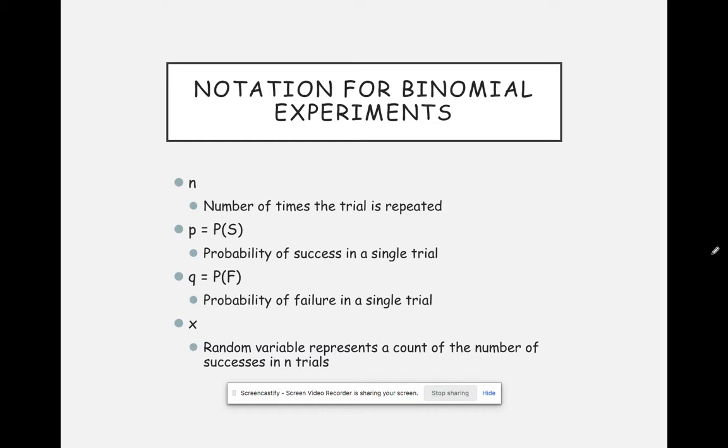So here's just some notation that you'll see in your textbook. N is going to be the number of trials. And then in your textbook, you use P and Q. P is just the probability of success, and Q is the probability of failure. And then X is the number of successes in that fixed number of trials. And so it's important that we recognize what these variables represent because they're going to show up in our formula here in just a minute.